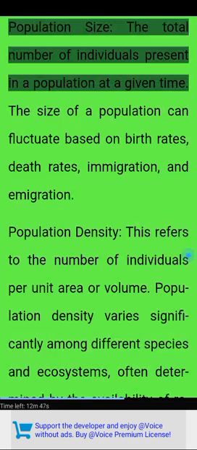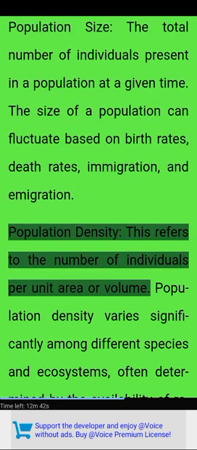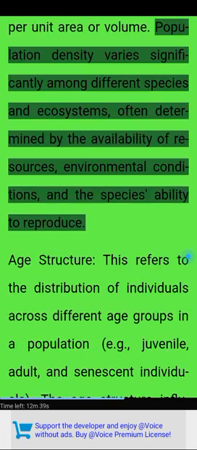Key characteristics of population. Population size. The total number of individuals present in a population at a given time. The size of a population can fluctuate based on birth rates, death rates, immigration, and emigration. Population density. This refers to the number of individuals per unit area or volume. Population density varies significantly among different species and ecosystems, often determined by the availability of resources, environmental conditions, and the species' ability to reproduce.